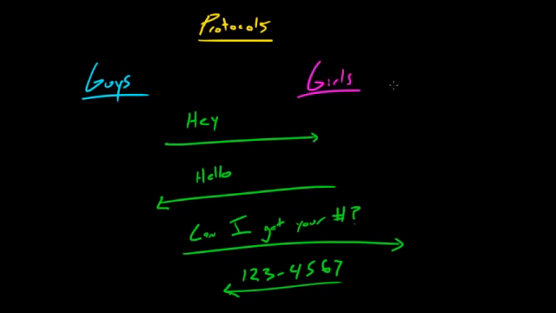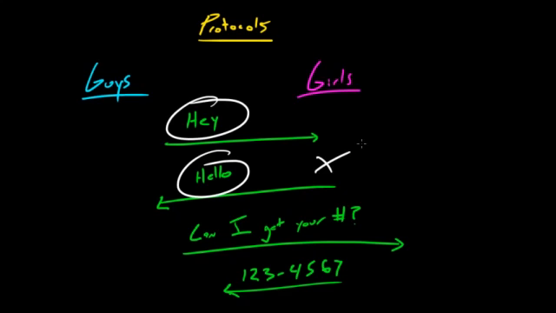Now, another rule is whenever the guy talks, a response from the girl is expected. So if the guy says, hey, and the girl doesn't say anything or just stares at him, he's going to be like, that wouldn't be a conversation. That communication would not work out. So there are two rules even in this very basic conversation.